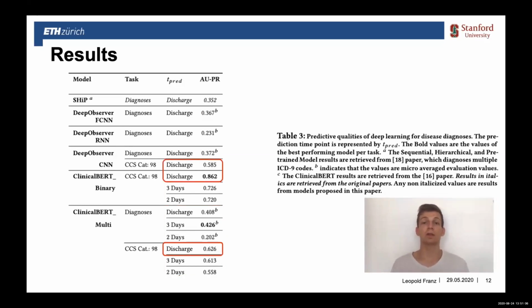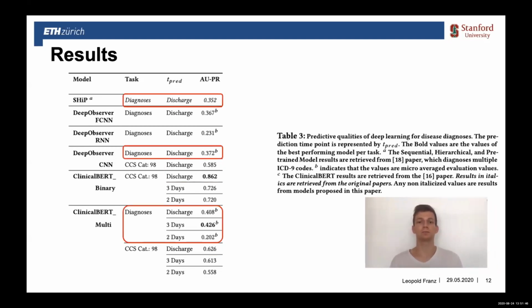As a third task, we then try to compare if a model that's solely trained on one diagnosis category performs better than models that are trained to diagnose all disease categories simultaneously. For that, we have trained the clinical bird binary model that is trained solely to predict CCS category 98, corresponding to high blood pressure. What we can see is that this model actually outperforms the clinical bird multi-model or the deep observer CNN model that predict all disease diagnoses, so these CCS categories, simultaneously.